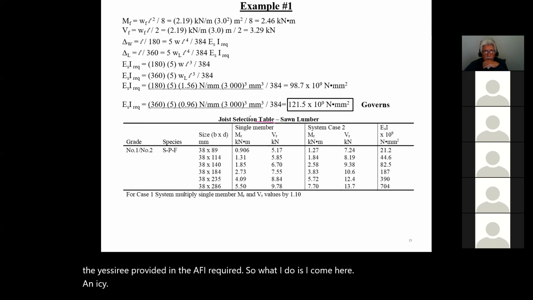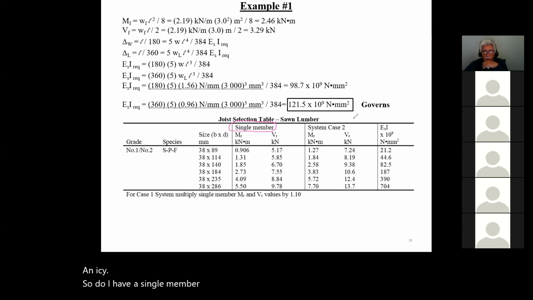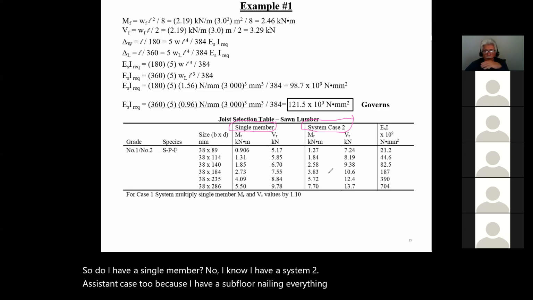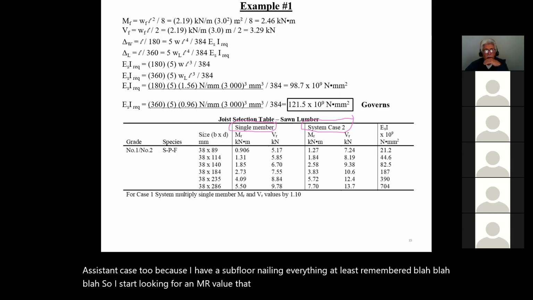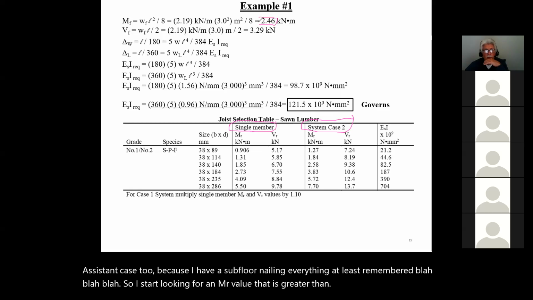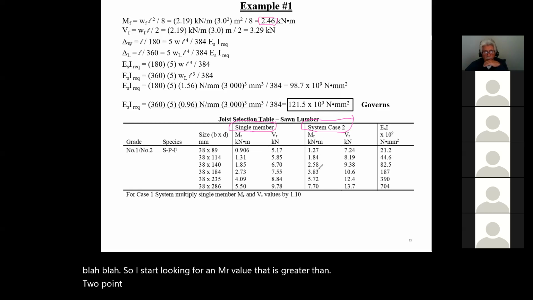So do I have a single member? No. I know I have a system case 2, because I have a subfloor, nailing, everything, at least 3 members, and so on. So I start looking for an MR value that is greater than 2.46. So I go down. Okay, so here's my MR value that's greater than 2.46.